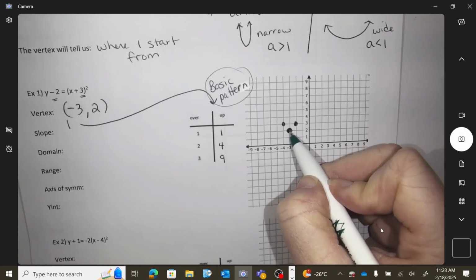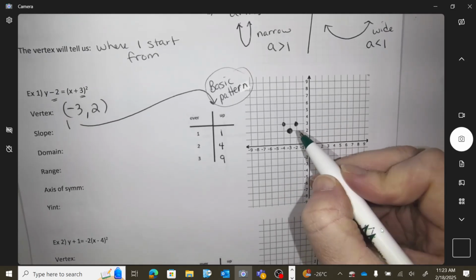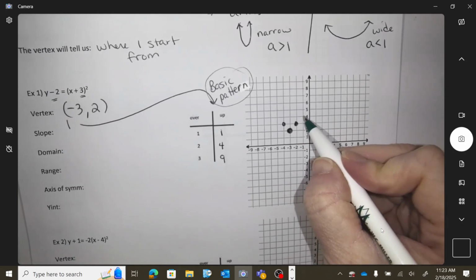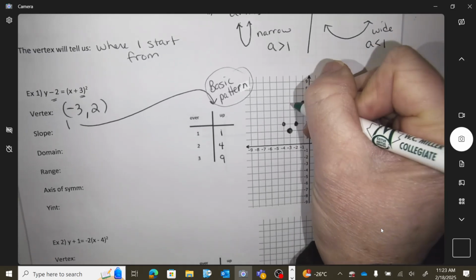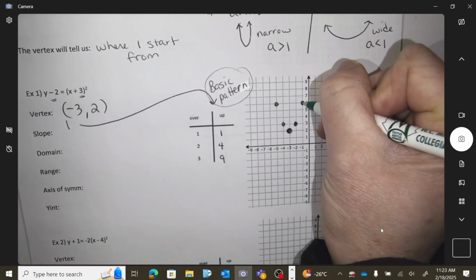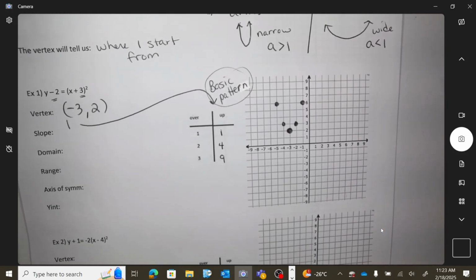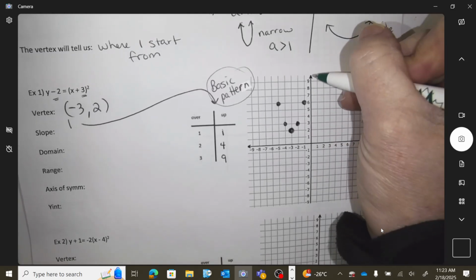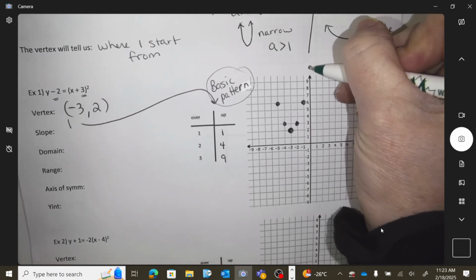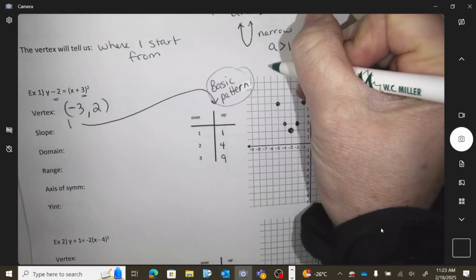Okay, now I need you to head 2 over and then 4 up. So 1, 2 over, 4 up. Okay, you're doing this on both sides. So I went 2 to the right and did it, and then I went 2 to the left and also did it. Okay, and then we'll go one more here. We're going to go 3 over and 9 up. And sorry, yes, you're going to be a little bit off the chart, okay?